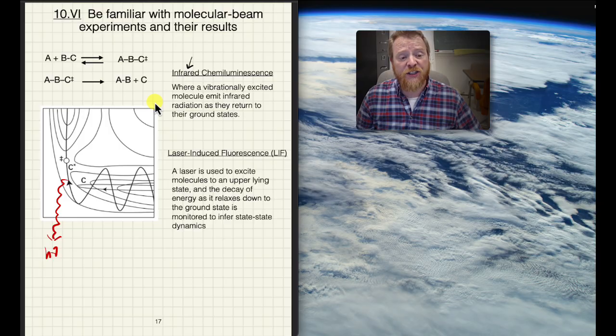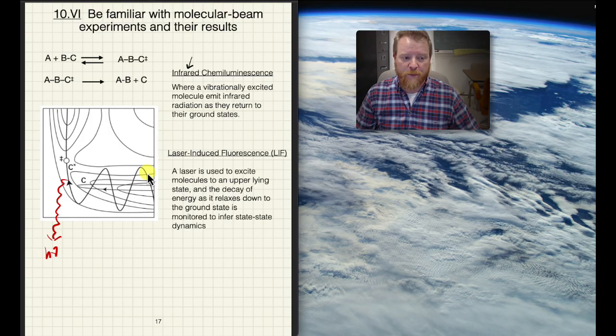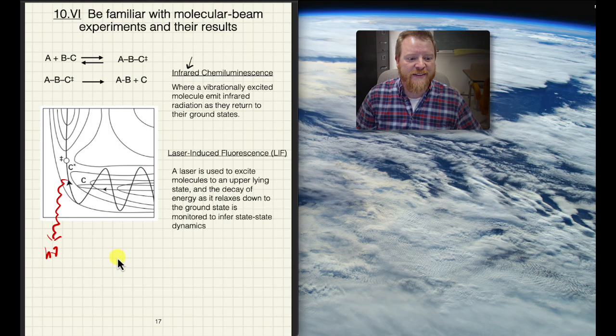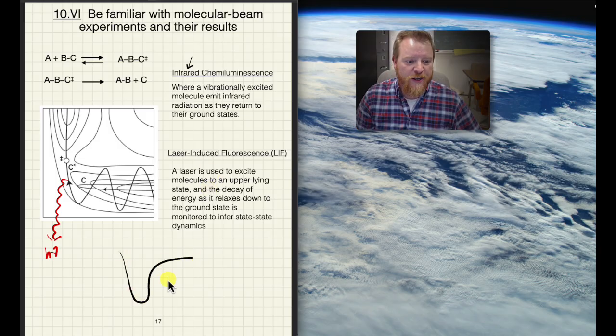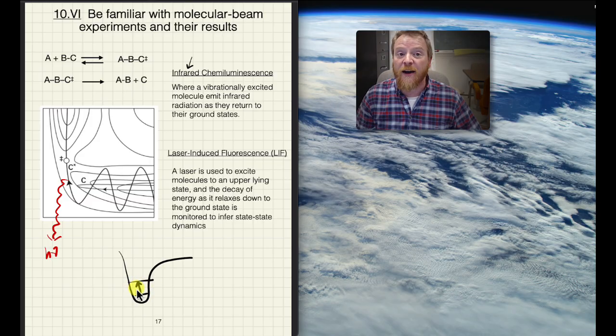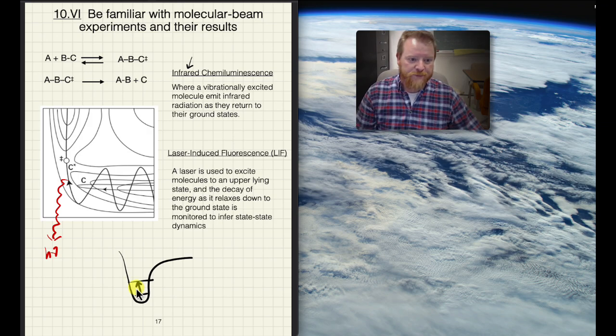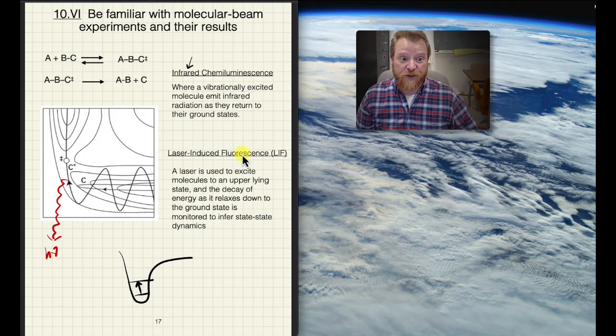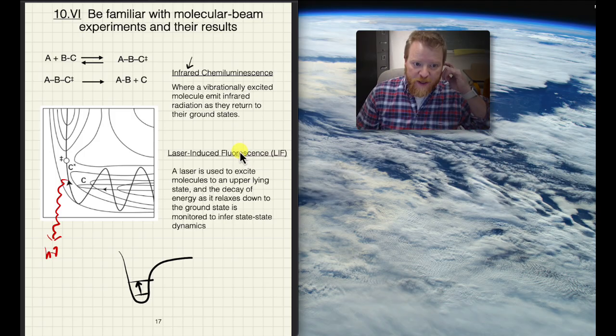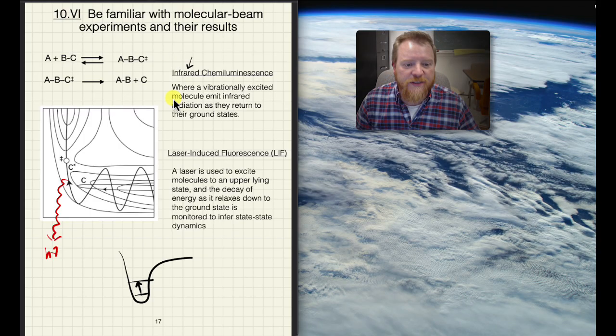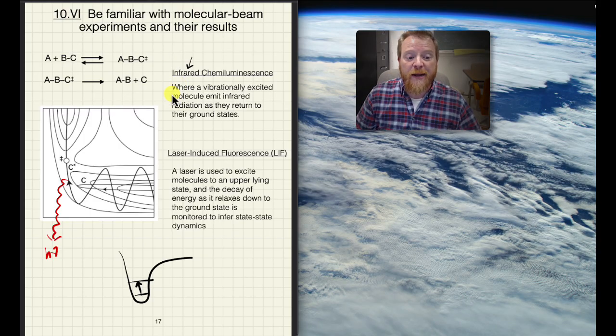So one way that we could actually purposefully do this, if we wanted to purposefully promote a molecule to an exact state, we could do that with laser-induced fluorescence. So in other words, we could use a laser at a very specific wavelength to excite a molecule to a specific vibrational energy level that we want. And we could then monitor this infrared chemiluminescence as a function of the laser-induced fluorescence that we give it. So this is really some complicated stuff going on that I'm describing here very briefly.